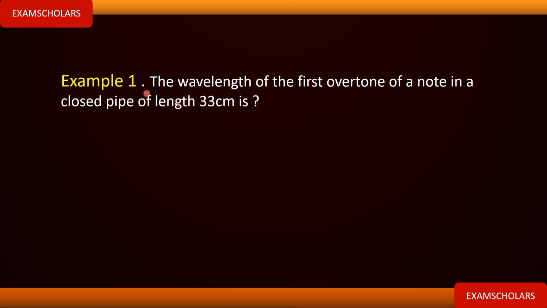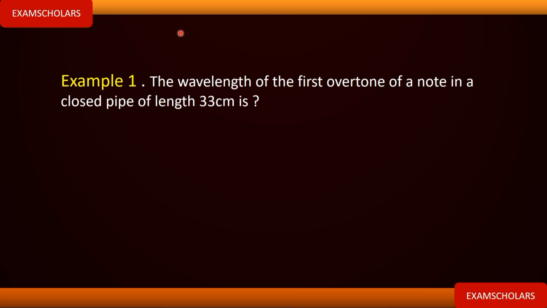Now let's start applying what we have learned so far to solve questions. The first question is: the wavelength of the first overtone of a note in a closed pipe of length 33 centimeter is. Looking at this question, what are we asked to find? Wavelength of the first overtone when the length is 33 centimeter. It's very simple. Since you are asked the wavelength, what you just need to do is the diagram. If you don't want to cram anything, I don't encourage cramming. Now look at first overtone. First overtone means what? Second harmonics.